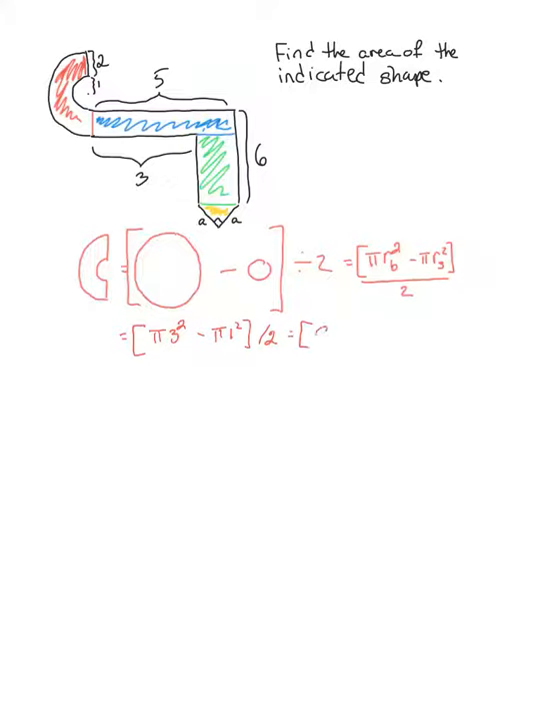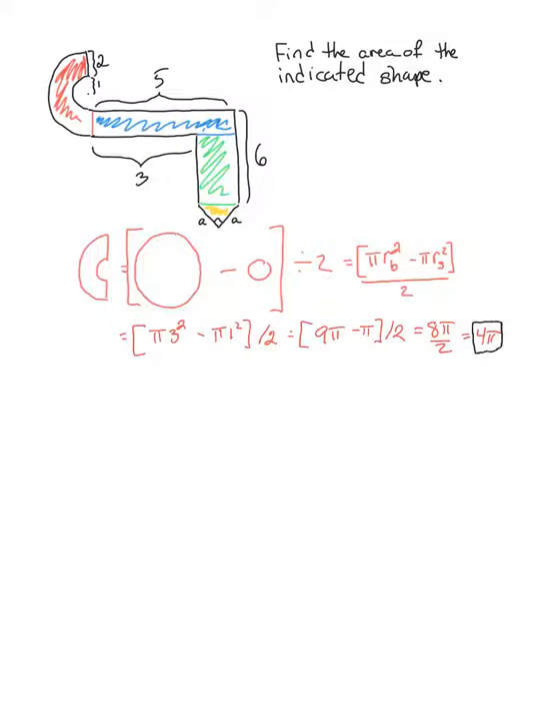We're going to get 9 pi, subtract pi over 2. That will give us 8 pi over 2, which will be 4 pi. So we've now figured out the area of the red section. I'll just circle that in black.